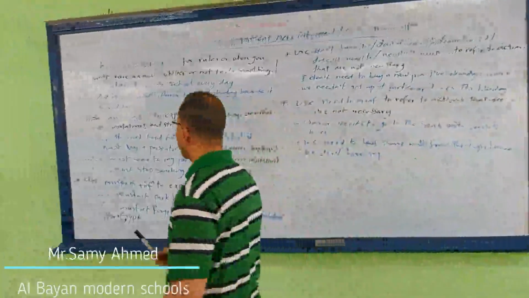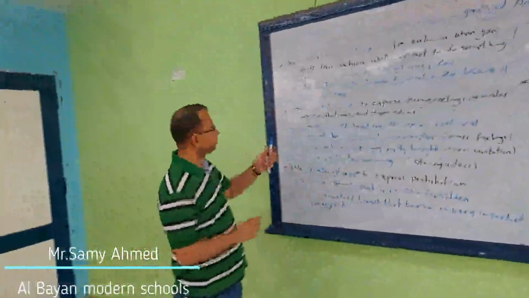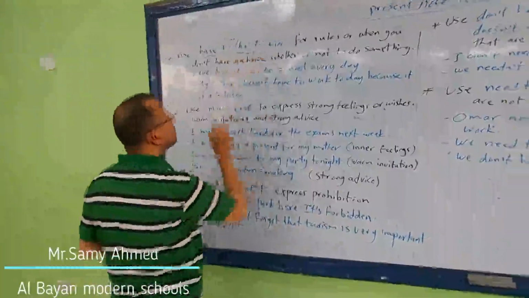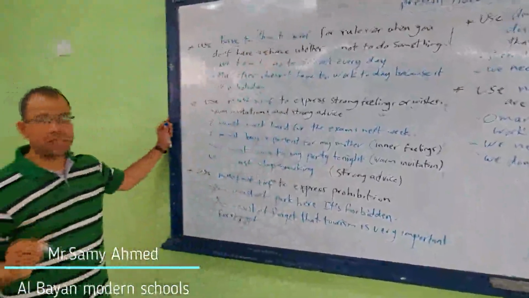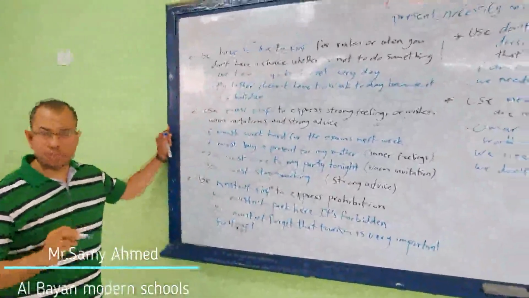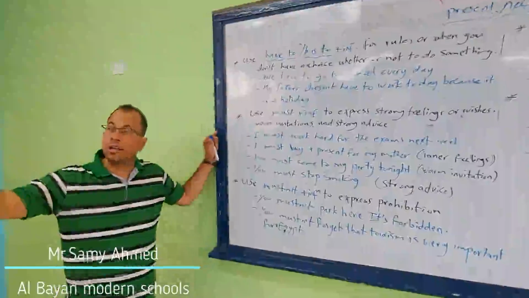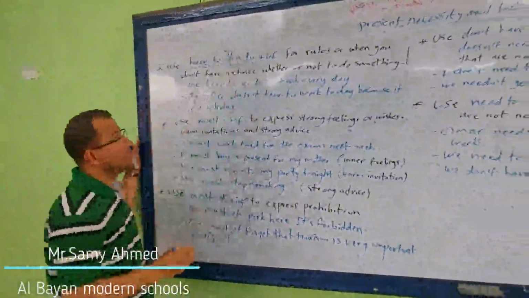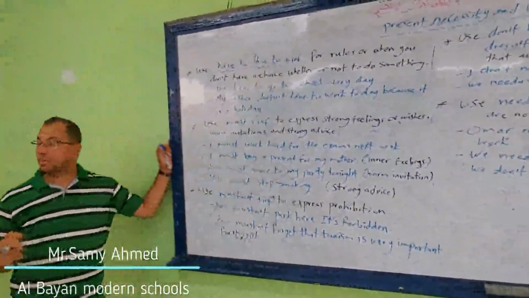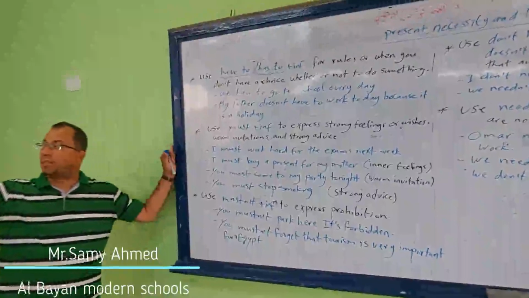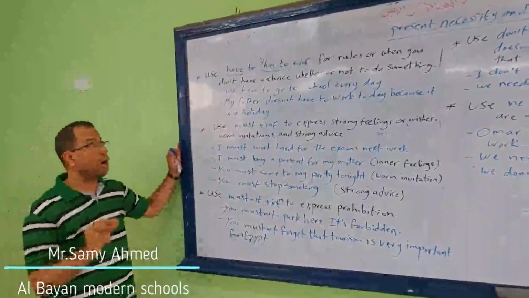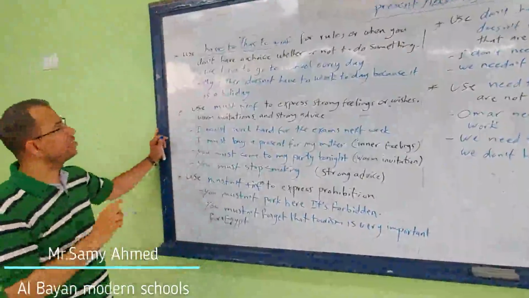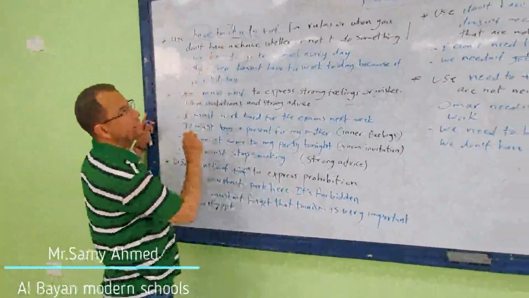Let's have some expressions. Number one, we use the word have to or has to. Of course, we use have or has according to the subject. If the subject is, can you tell me? He, she, or it. Very good. We use has. But if the subject is I, we, you, they, we use have. So we can say you have, but she has.